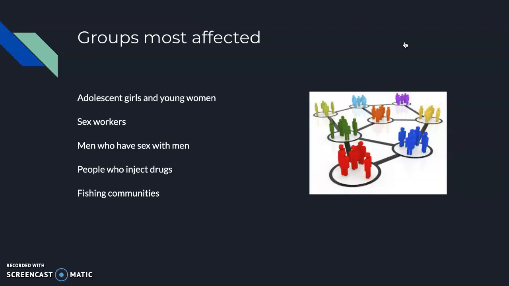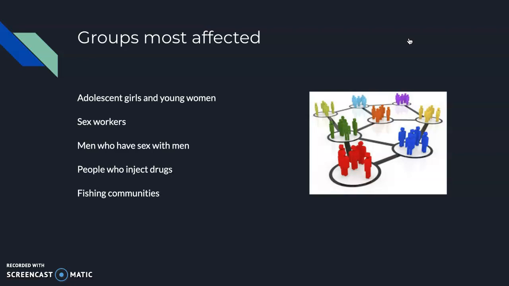Men who have sex with men were also commonly infected, and it was about 13% of the infected population that were men having sex with men. And this was due to unprotected anal sex, selling sex, having multiple casual partners, and also blood-to-blood transmission via injecting drugs.